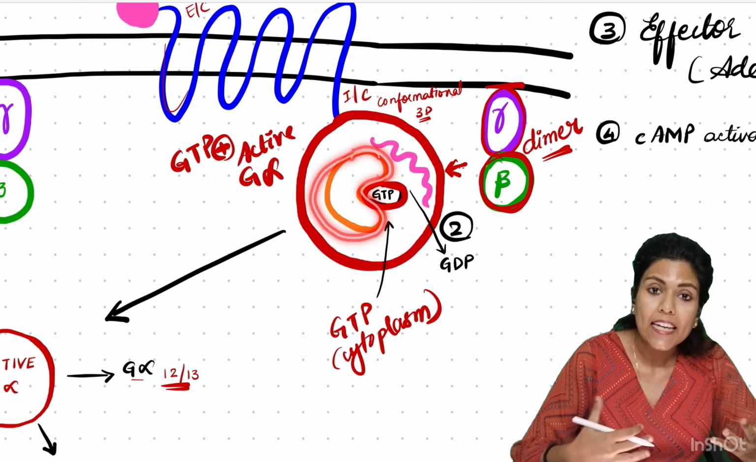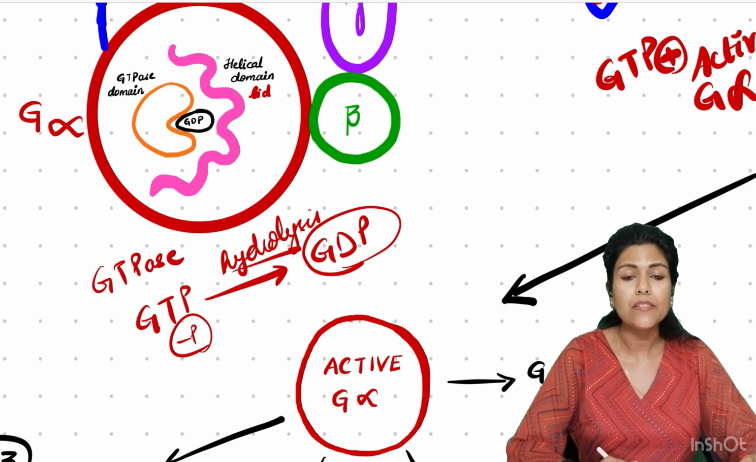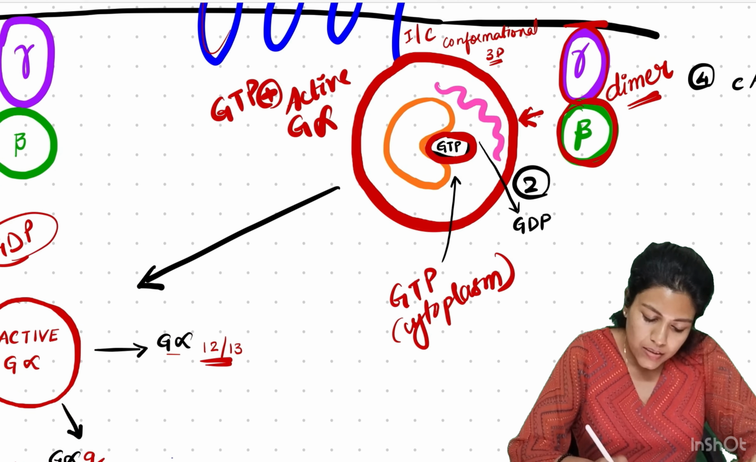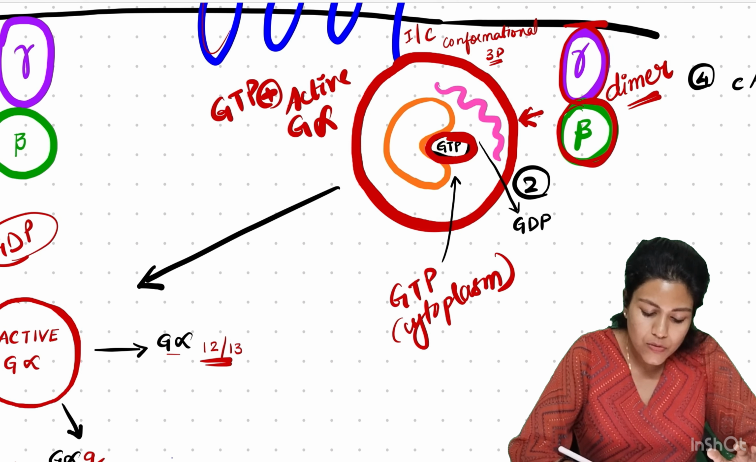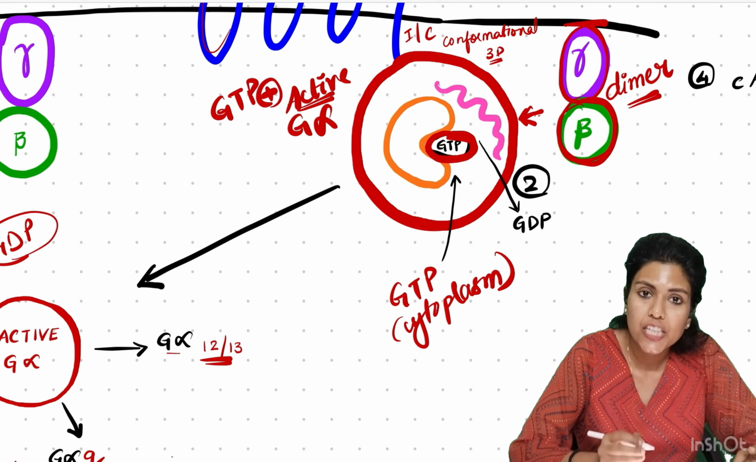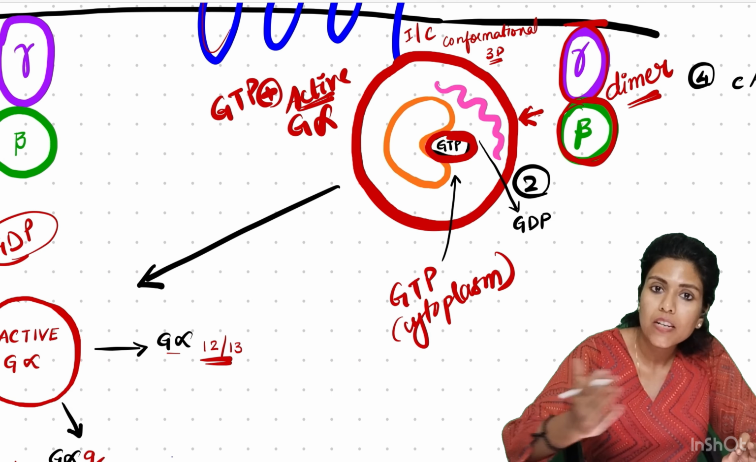We are saying it is a GTPase domain. The normal function of GTPase is to hydrolyze the GTP. That means it will convert GTP into GDP. We are calling it hydrolysis. It will remove phosphate from the GTP and bring it back to the GDP state. So here the GTP is coming and binding in the active state, sitting in this groove. As soon as the GTP sits, we are calling it active. When GTP is bound, it is active. Active G alpha will separate off.